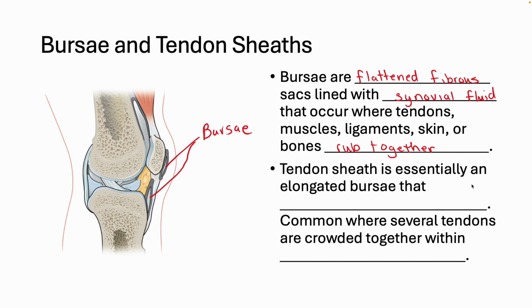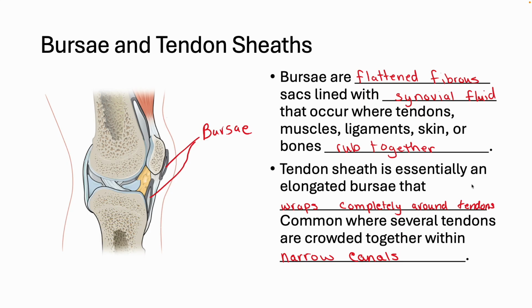Tendon sheath is essentially an elongated bursa that wraps completely around tendons. It's common where several tendons are crowded together within narrow canals, like you would find in your forearms going to your hands. All right, so that's some of the basic structure.